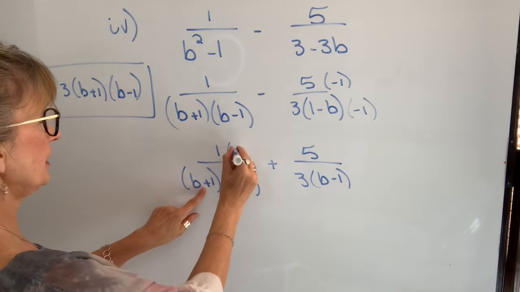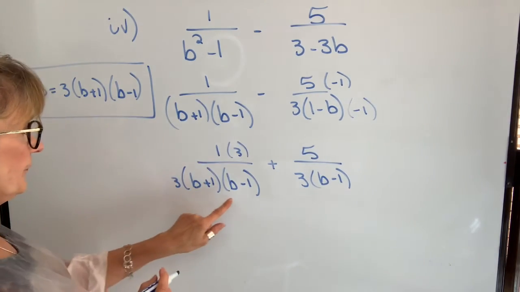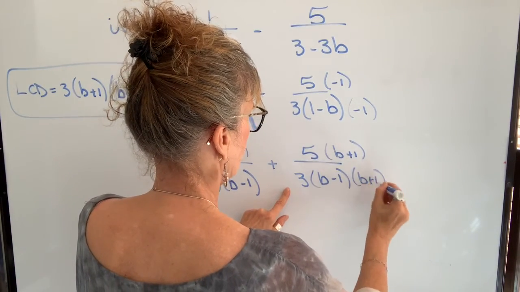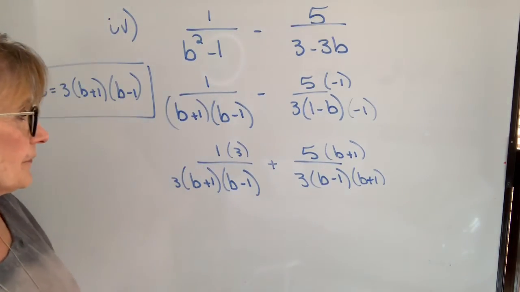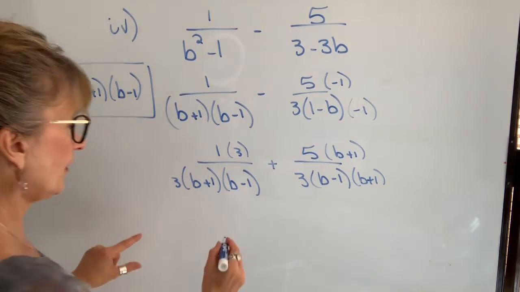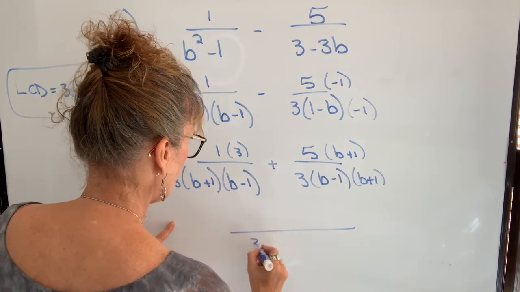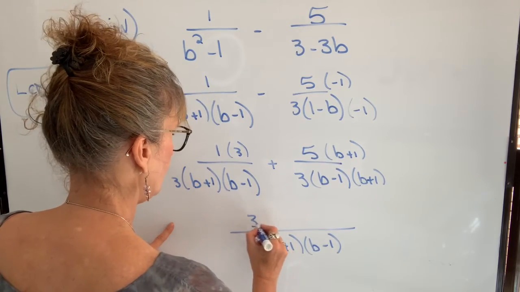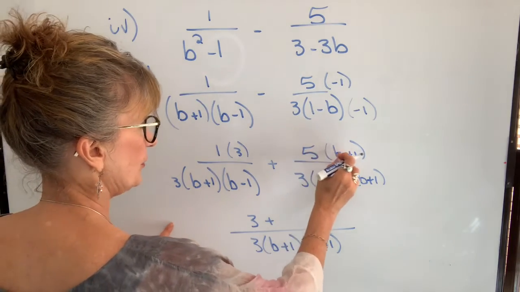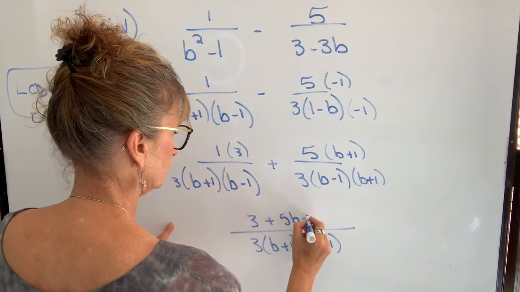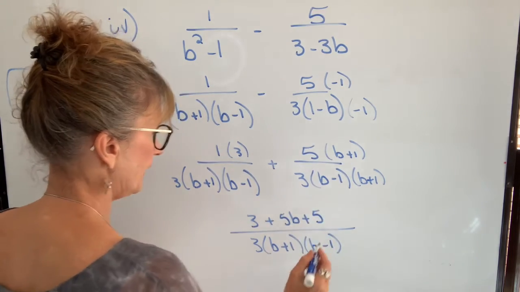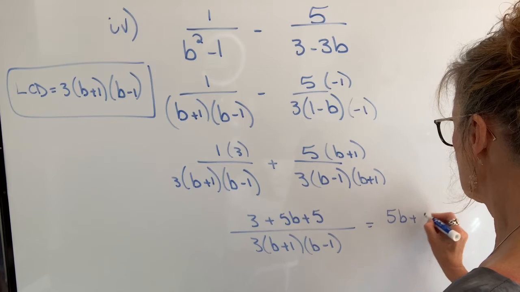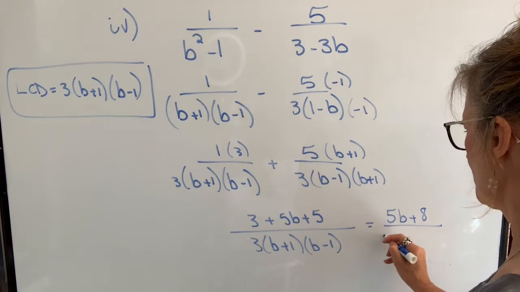I'm missing a factor of 3 in this fraction, and I'm missing a factor of b plus 1 in this denominator. So now that I have a common denominator for both fractions, I can combine the numerators by adding them. So I'm going to have 3 plus, I'm going to distribute that 5b plus 5, and then I'm going to add like terms. So I'm going to put 5b first. 3 plus 5 is 8 over this denominator.